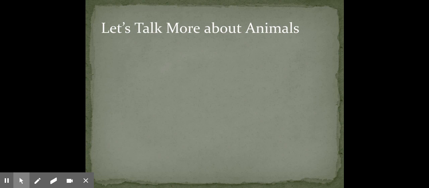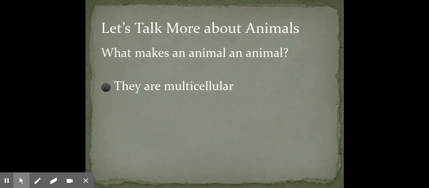So let's talk more about animals. Yesterday we talked about plants. Today we're going to talk about animals. What makes an animal an animal? They are multicellular, just like plants. Animals have more than one cell that make them up.